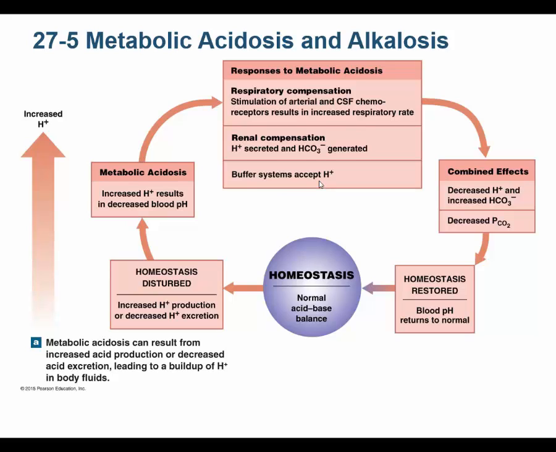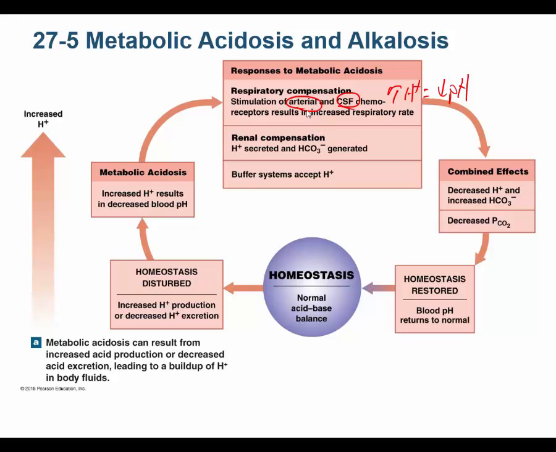All right, let's talk about the response to metabolic acidosis. My response to metabolic acidosis is I increase my breathing rate. So my arterial and cerebral spinal fluid chemoreceptors detect the high protons. High protons equals low pH, remember. My arterial chemoreceptors are in my carotid sinuses. I know it doesn't tell you that, but that's where they are.